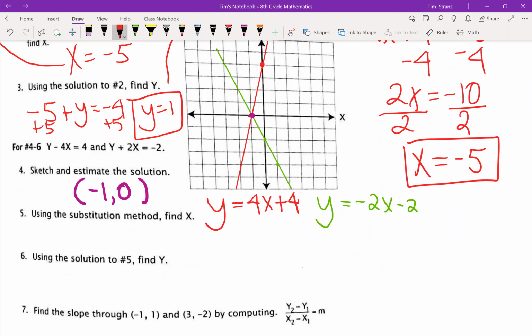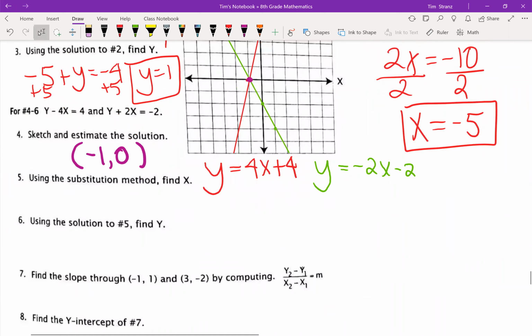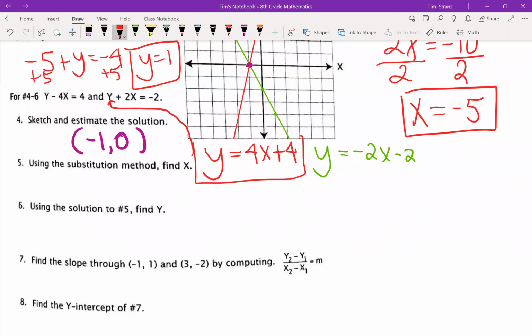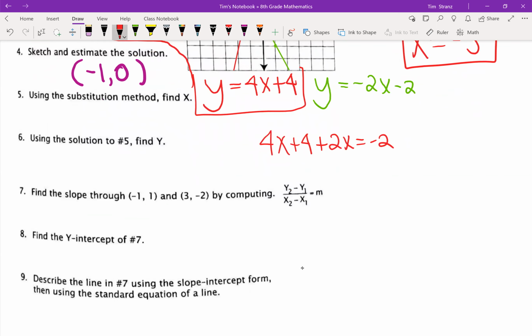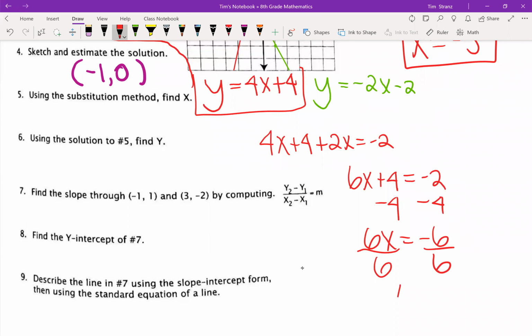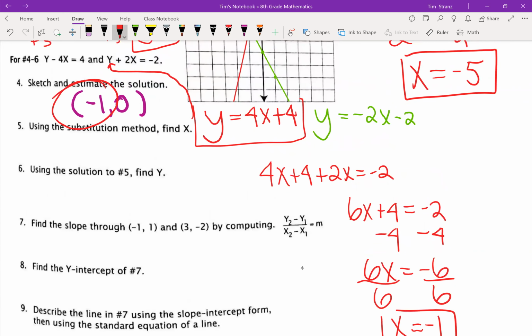So now I'm going to substitute to find x. I'm going to take my y equals 4x, and plug it into one of these equations, this one right here. So instead of saying y plus 2x equals negative 2, I'm going to say 4x plus 4 plus 2x equals negative 2. Now we'll be able to find out what x is going to be. So 4x and 2x is 6x plus 4 equals negative 2. I'm going to subtract 4. 6x equals negative 6. Divided by 6, divided by 6. X equals negative 1. That's a good sign because, as you can see right here, I got x as negative 1.